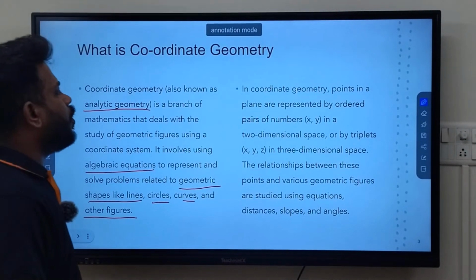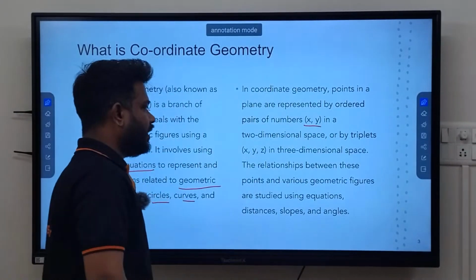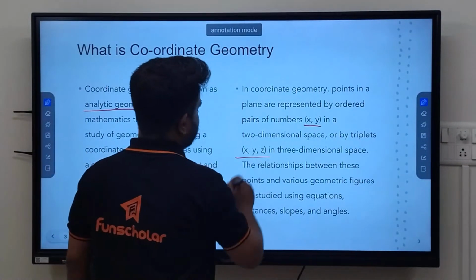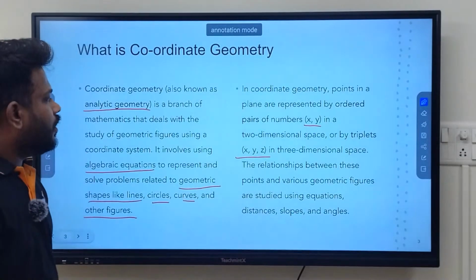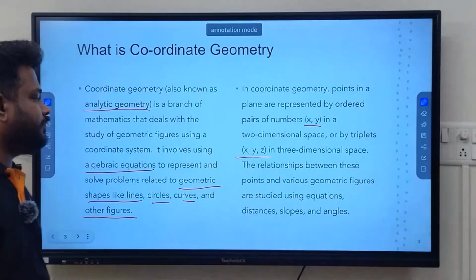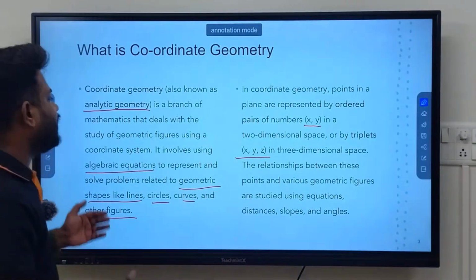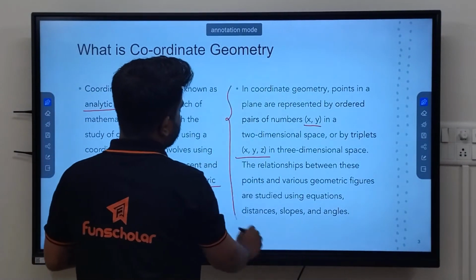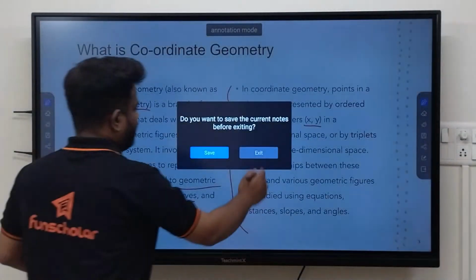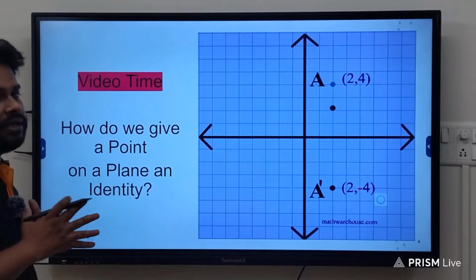In coordinate geometry, points in a plane are represented by ordered pairs of numbers like x and y for two-dimensional shapes, or by triplets, which is also known as three-dimensional. In three-dimensional space, the relationship between these points and various geometric figures is studied using equations, distances, slopes and angles. Okay, maybe this sounds a bit tough, but it is not. We will discuss it further. Let's watch a video to understand it a little better.